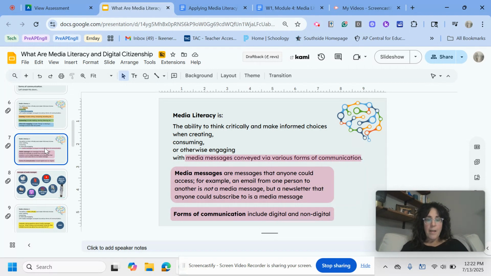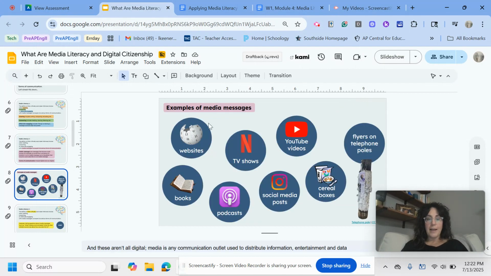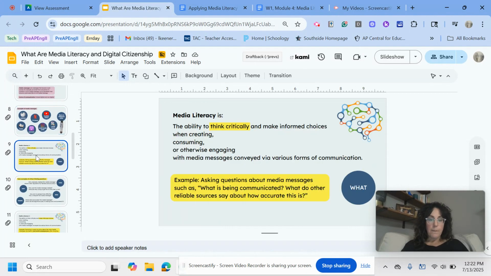Also, we want to define what media messages are, that media are messages that anyone can access. So an email from me to a coworker is not a form of media, but a newsletter that anybody could subscribe to is a media message. Also, any kind of posts that we make, this can be digital, but it can also be non-digital. Then I have a few examples of media being digital messaging, but then also just reminding students of what our non-digital messaging looks like.